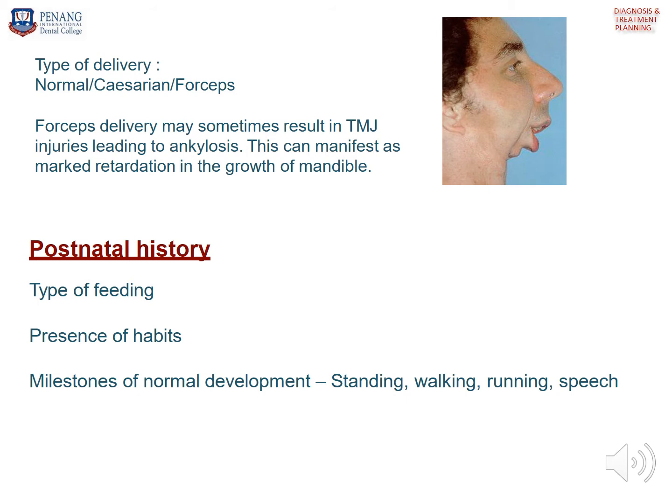And then for the postnatal history, we need to ask the parents what type of feeding the patient had when still a baby. And then is there any presence of habits such as a thumb sucking habit? And then we also need to ask about the milestones of normal development such as standing, walking, running or speech. For example, if the patient has a delay in standing or walking, there might also be a delay in teeth eruption.